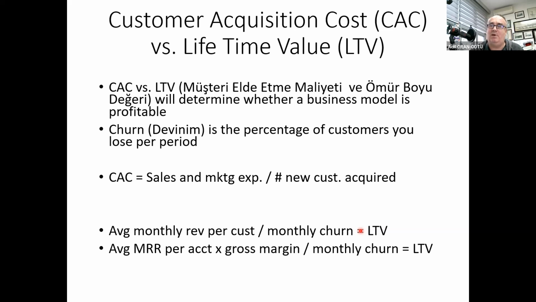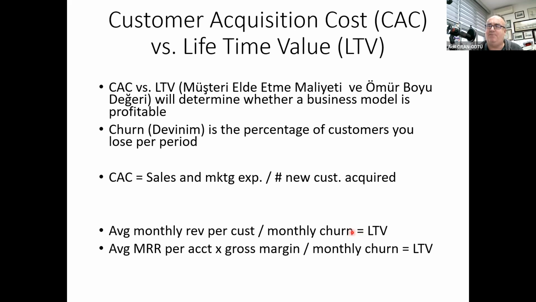So if a new customer is expected to stay with you for 5 months, and if they pay you 10 lira per month, then the lifetime value of that new customer would be 10 lira per month divided by 0.20. So it would be 50 lira. So 10 multiplied by 1 over 0.20. So you get 50 lira.